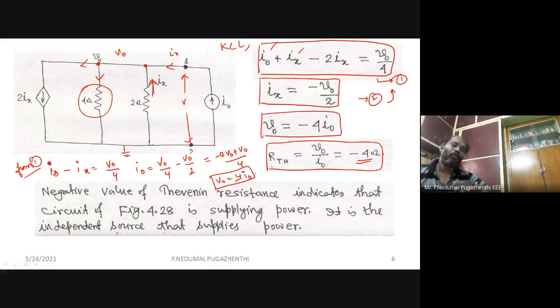Any doubts? So what is the homework you have to do? Remove this current source I naught, put a voltage source V naught there, then try to find what is I naught. You will be able to get your R Thevenin, which I have verified is coming around minus 4.